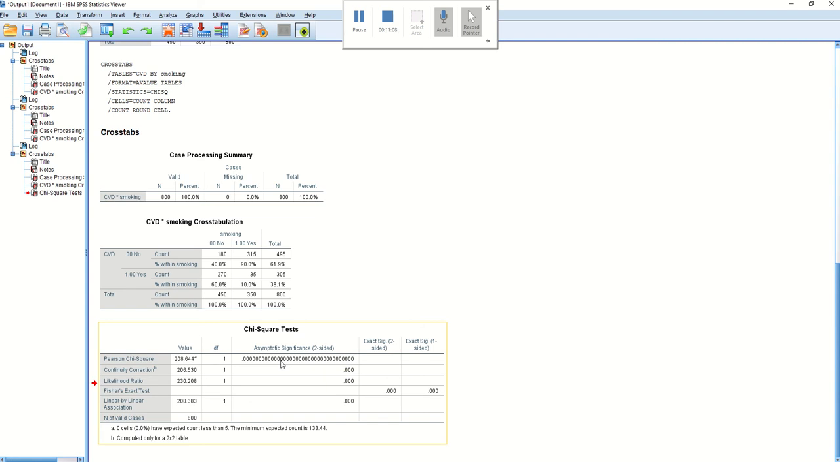So you report it as less than 0.001, for example. Now, the other thing I want to point out is that you need to analyze the results. So you need to look at what the results are saying.